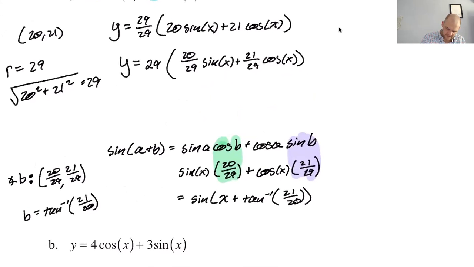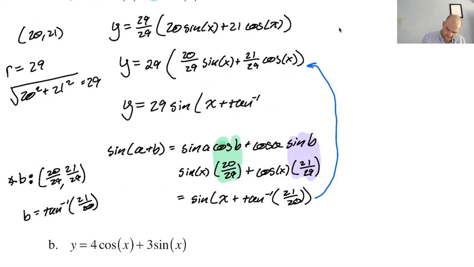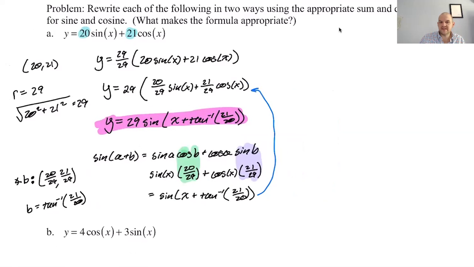But then if I go back up to the original, I've got to take this and go back up here and sub in. I'm going to say that y is equal to 29 times sine of x plus tan inverse of 21 over 20. Okay, so that is going to be my first answer. And then there's another formula that works. So what's the other formula that has a plus in it?